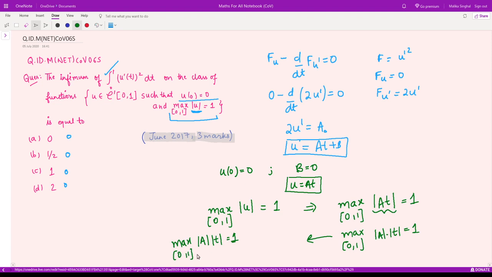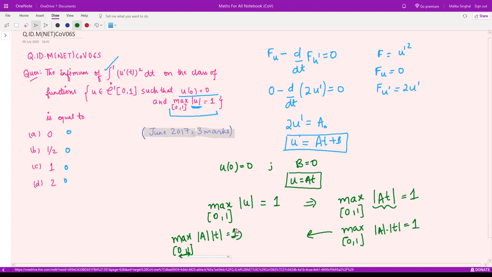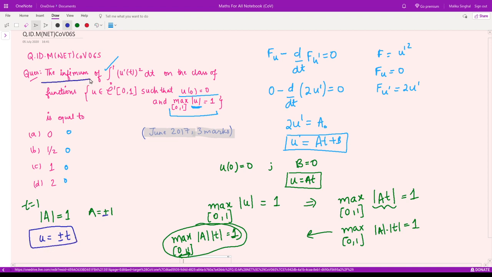So here I have to substitute the value of t from this interval such that this whole thing becomes maximum, right? So how can we do that? What is that value of t? The value of t is 1. So this gives me modulus of a is equal to 1, or a is equal to plus minus 1. So ultimately I have u is equal to plus minus t, right? This is my extremal. Now they are saying you have to find the infimum of the functional.